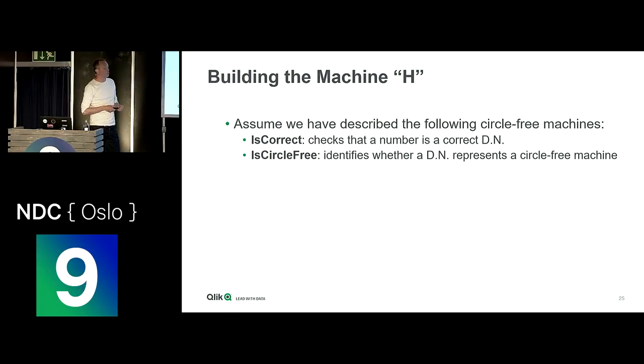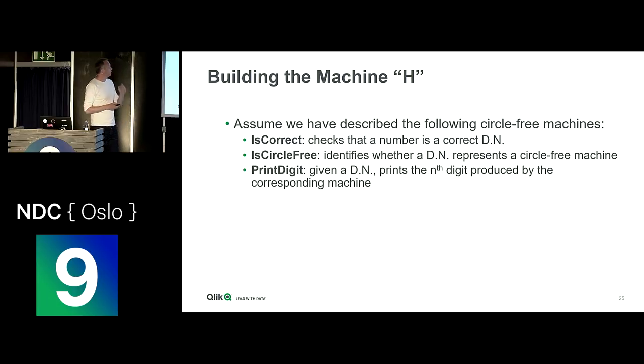Next machine is one that we call isCircleFree. And the goal of this machine is to take a description number and decide whether or not that description number represents a machine that is circle-free, which means that it doesn't hang and it doesn't crash. That is harder, but we'll just assume for now that we have that machine. And finally, we will have a machine called printDigit. PrintDigit takes a description number and an integer, a positive number, and what it does is it takes that description number, executes the corresponding machine, and then picks the nth number from that machine. So if you provide one as digit, it will print the first number from that machine. If you provide two, it will print the second, and so on.